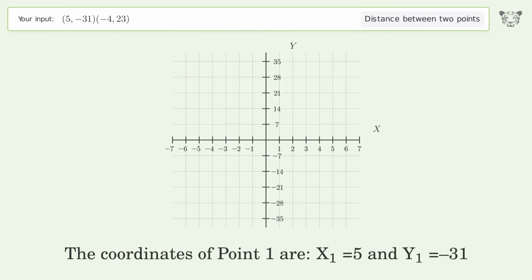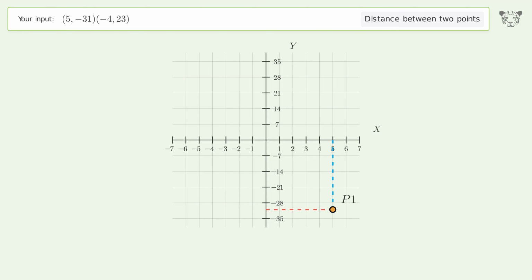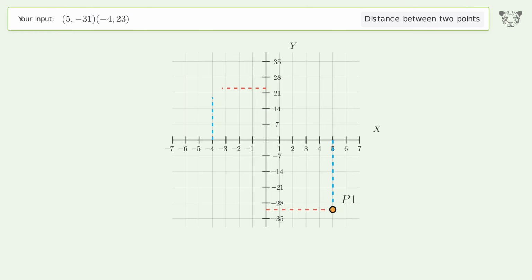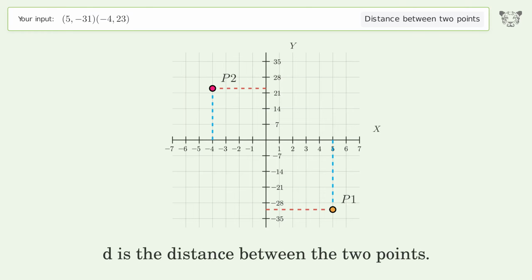The coordinates of point 1 are x1 equals 5 and y1 equals negative 31. The coordinates of point 2 are x2 equals negative 4 and y2 equals 23. D is the distance between the 2 points.